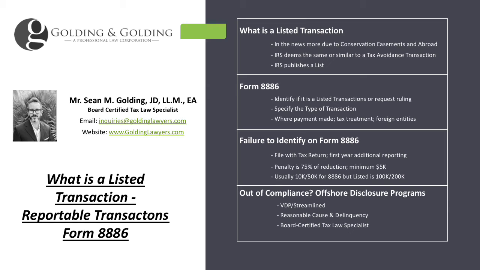The Form 8886 is used to identify listed transactions, confidential transactions, things that are similar. You generally have to identify it as a listed transaction on this form or request a ruling whether you have to or don't have to. The reporting is where it gets kind of intense for taxpayers because oftentimes when they invested, they didn't know it was a reportable transaction. When you're doing this form, you have to specify the type of transaction. You have to identify where the payment was made in order to engage in the investment, the type of tax treatment expected, foreign entity information, things of that nature.